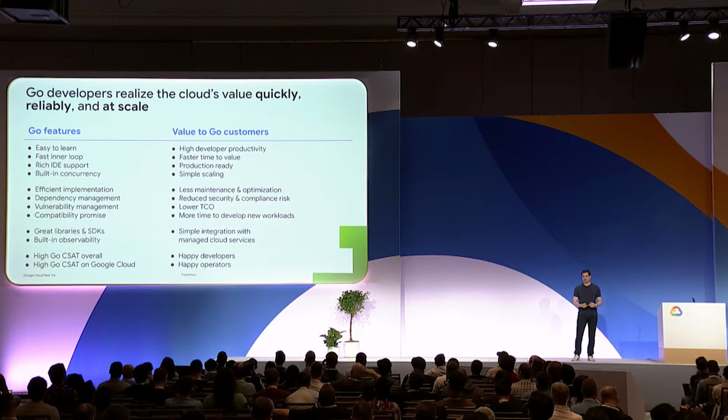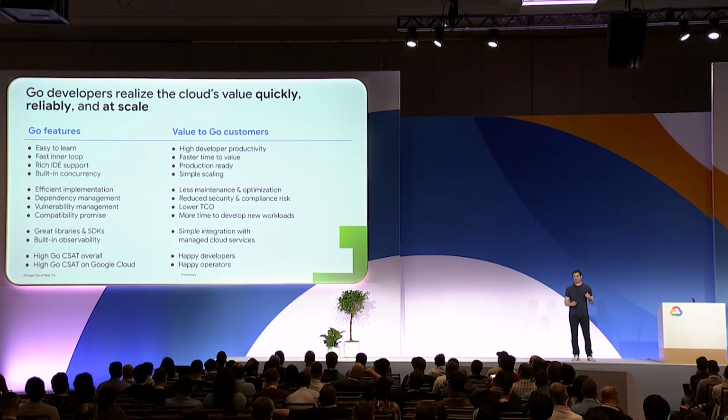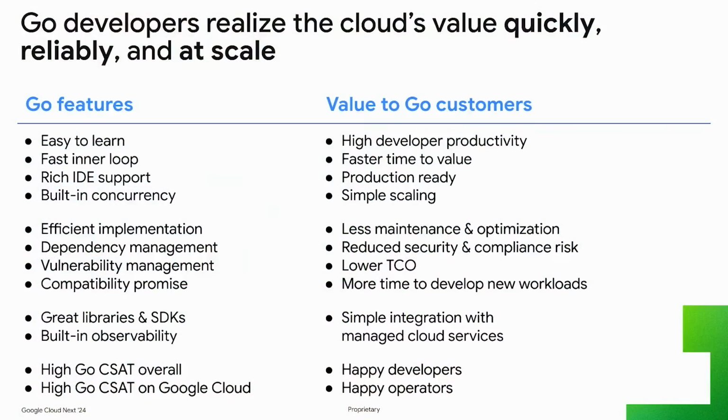So I'll close this section with just a quick overview of how we position these features in Go as value to you. In these 4 rows, you can think of this top row as stuff related to productivity. It's quick to get started, quick to iterate, quick to build real scalable production applications. That all translates into faster time to value for you.